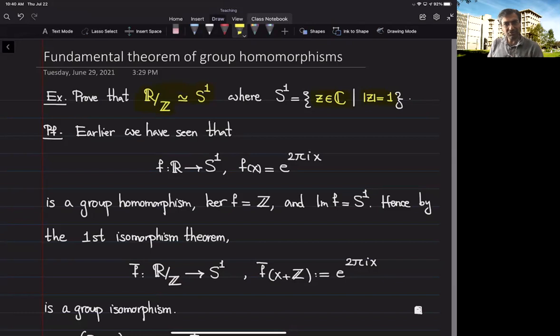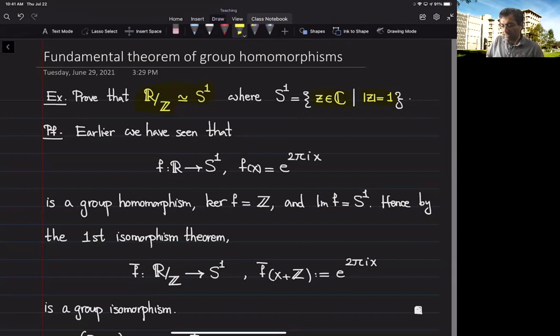If you manage to find such a homomorphism, then applying the first isomorphism theorem, or the fundamental theorem of homomorphisms, you can get the desired isomorphism. In this case, we have already seen a homomorphism from the group of real numbers to the unit disk, with the property that this homomorphism is surjective and the kernel of this homomorphism is precisely the group of integers. Let me recall what that homomorphism is.